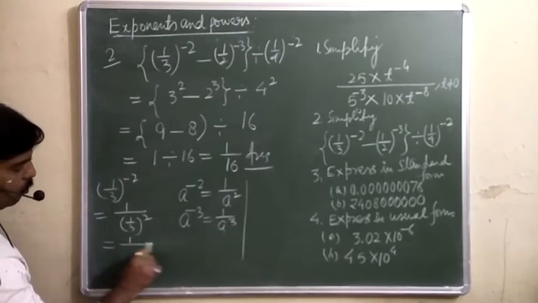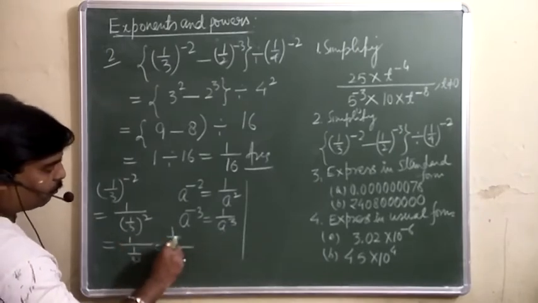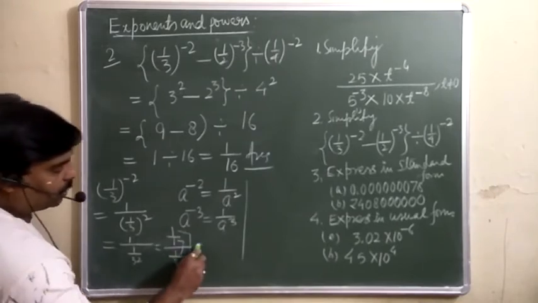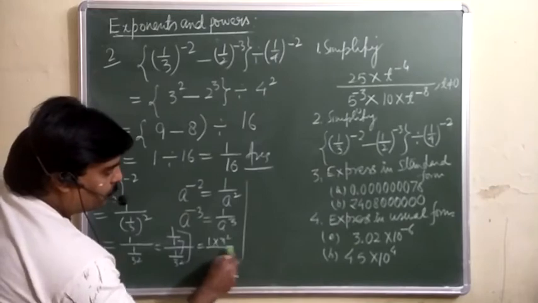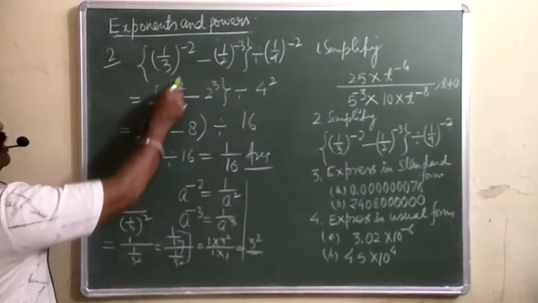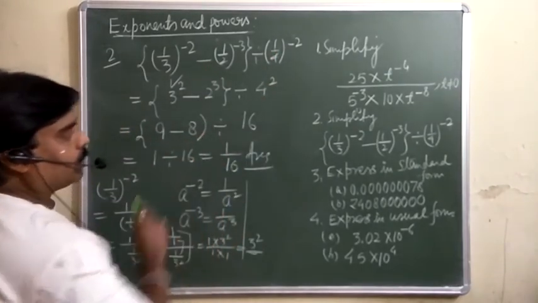So this is equal to 1 over 3 square, and this can be written as numerator 1 over 1 over 3 square. So you will multiply 1 into 3 raised to power 2 over 1 into 1. So finally you are getting 3 raised to power 2. So directly you can write this, and you can solve. So this is your answer.